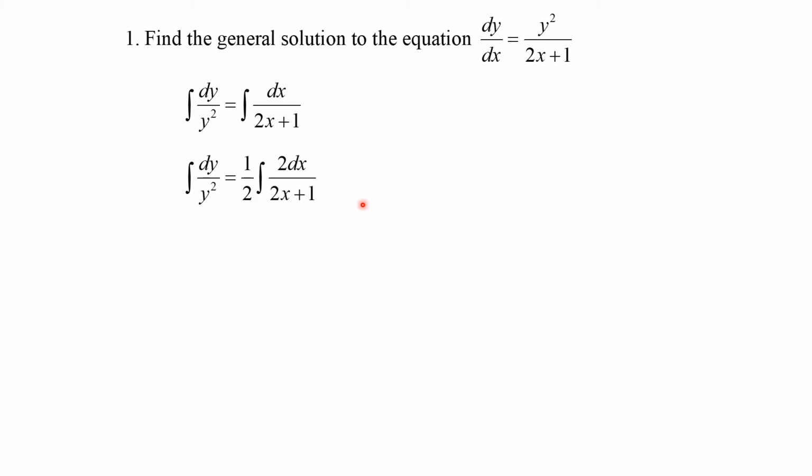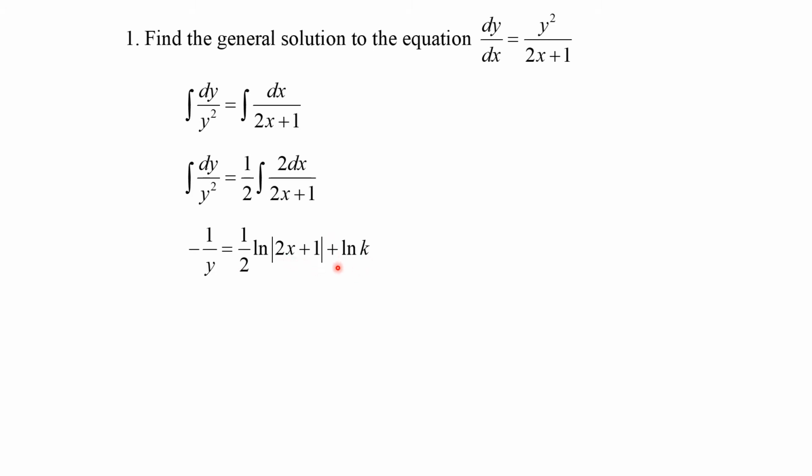Integrating dy over y squared will give you negative 1 over y. It's just as simple as integrating y to the power of negative 2. On the right hand side, you can use the approach of f prime x over f x, or it's as simple as integrating 1 over 2x plus 1, which will definitely give you ln of 2x plus 1 over 2. So it's equal to half ln 2x plus 1.